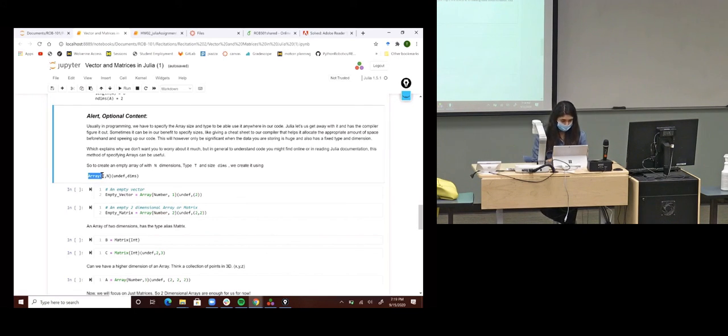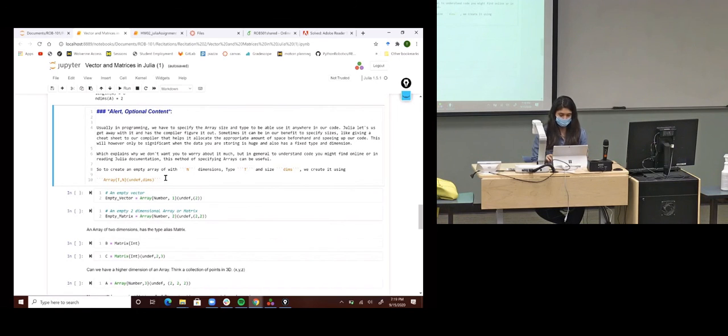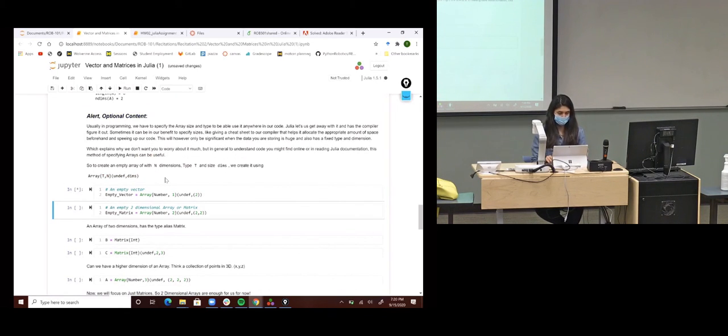So from here, I want you to understand that you can declare an empty array using the Array keyword. In the curly brackets, include the type, which goes here. Then include the number of dimensions. If it's a matrix, you want to include the number of dimensions 2. If it's a vector, the number of dimensions 1. This part is actually optional, but you want to say that it's an empty array, and then you say the keyword undefined, or undef in Julia, and then you pass the dimensions of that array.